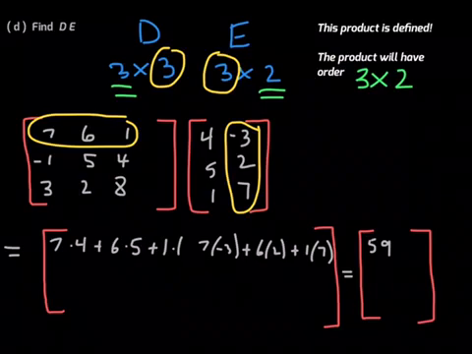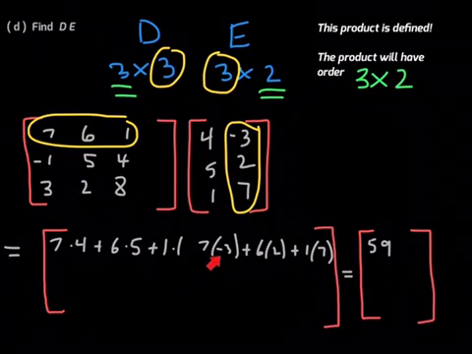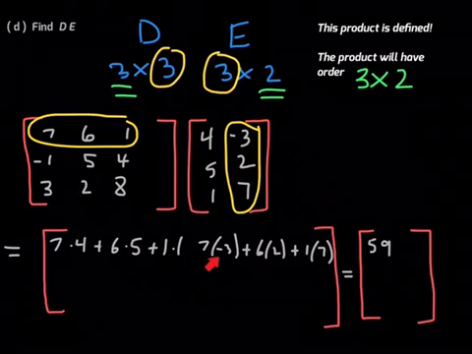Okay, so let's see if we can do this arithmetic. I'm going to do the positive ones first. So we got 6 times 2, which is 12, plus 1 times 7, which is 7. 12 plus 7 is 19. 19 minus 21 is negative 2. All right, so I got negative 2 for this entry. Cool?